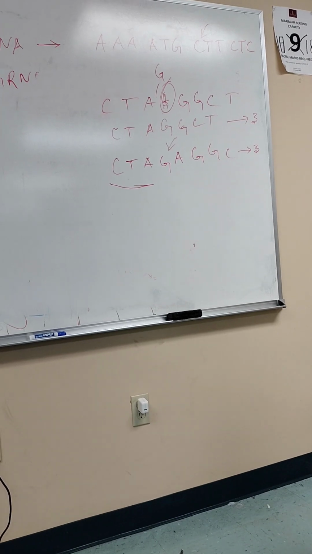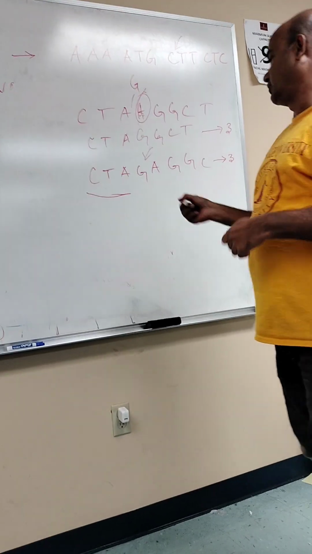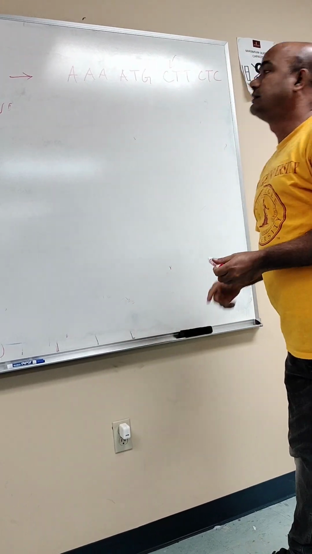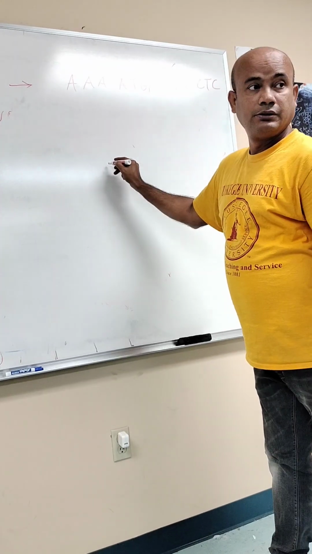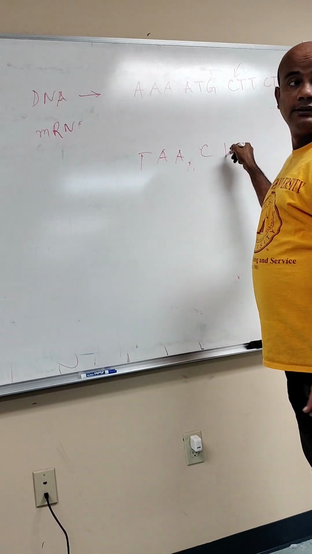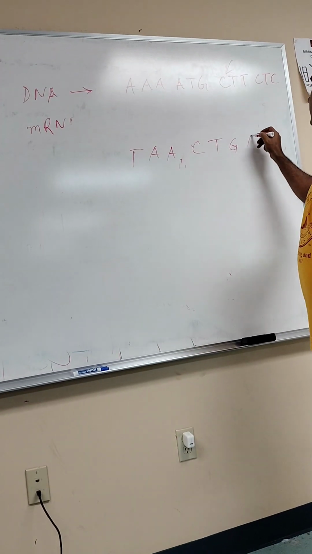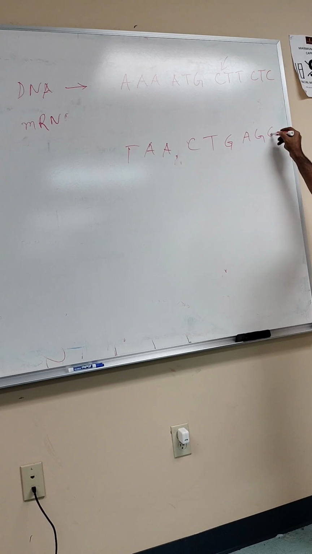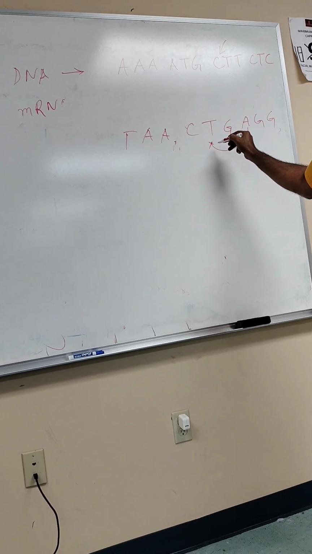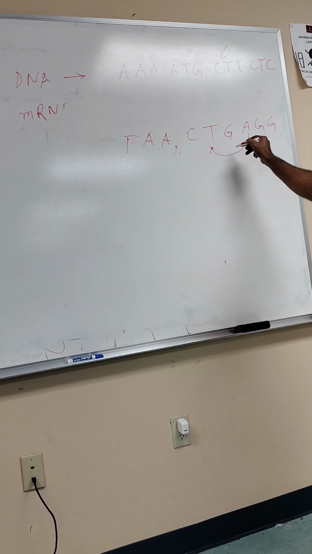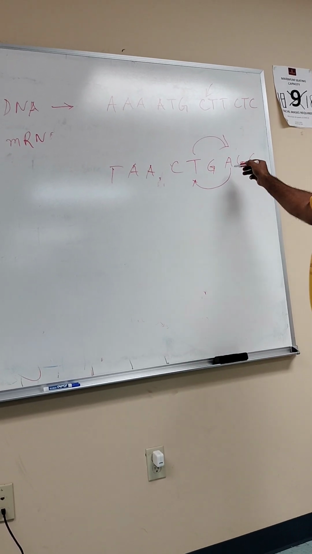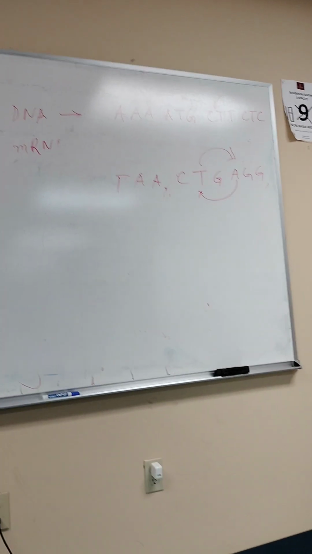And there is also inversion. Suppose the original is T, A, C, T, G, A, G. If inversion happens, that means A becomes T or T becomes A, interchanging the place. Then it is called inversion mutation.